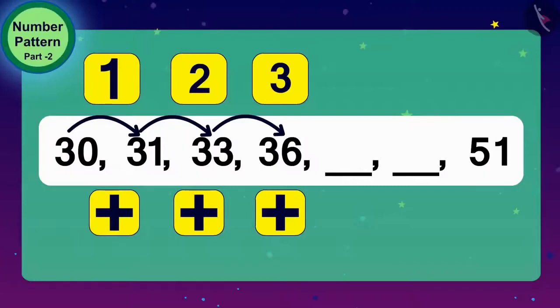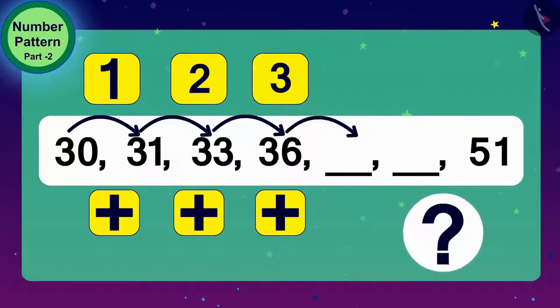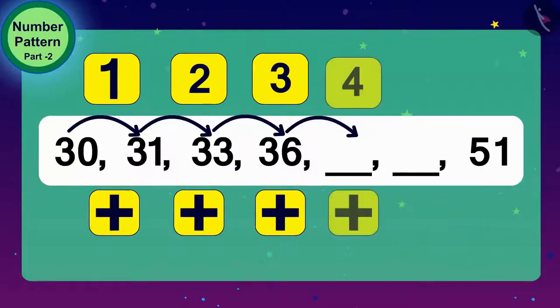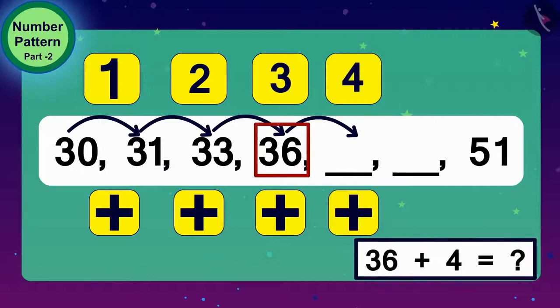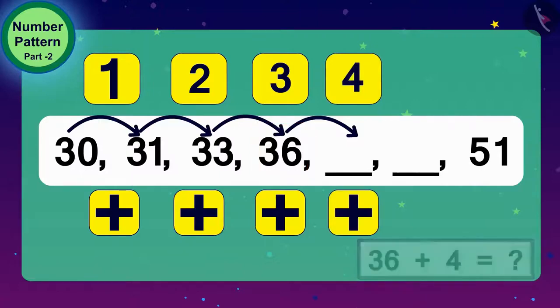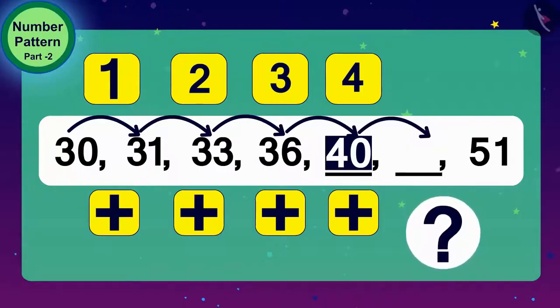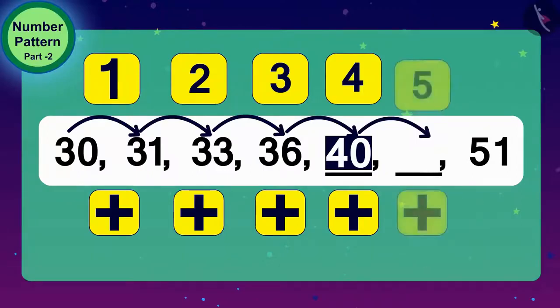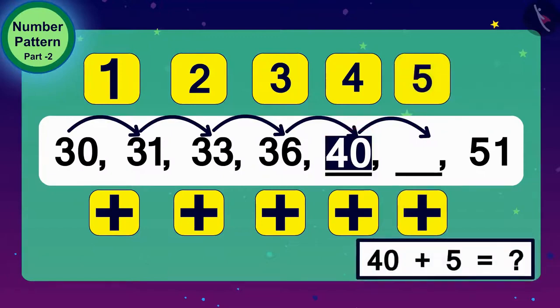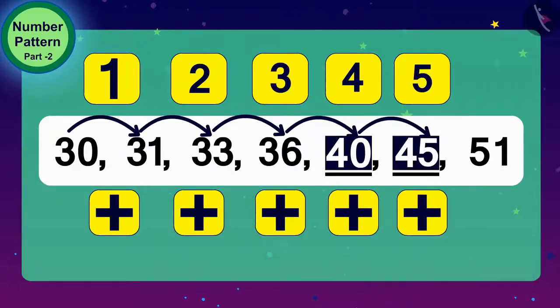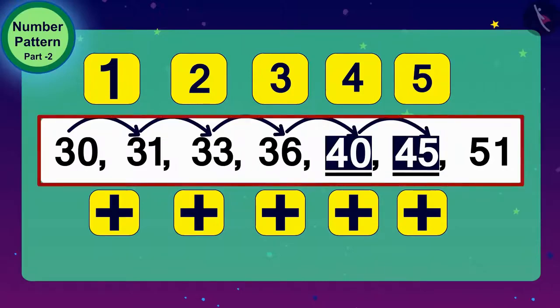So, what do we need to do now to pursue this number pattern? We have to add 4 to 36. This gives us 40. And what shall we do to get the next number? That's correct. Add 5 to 40. Adding 5 to 40, 45. Oh wow! We filled in the blanks of this increasing number pattern.